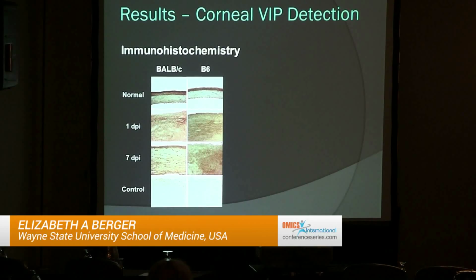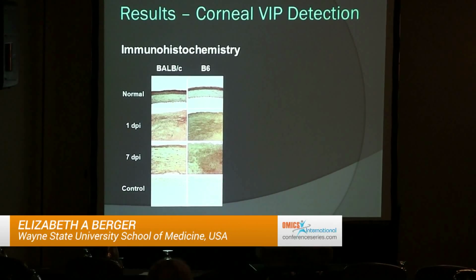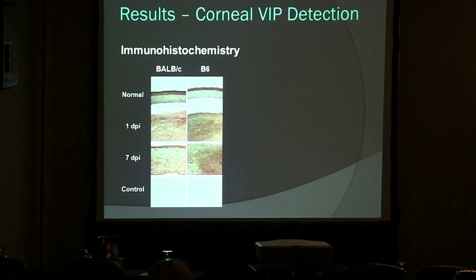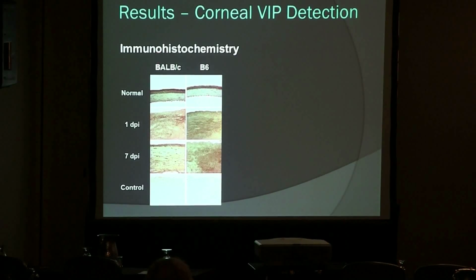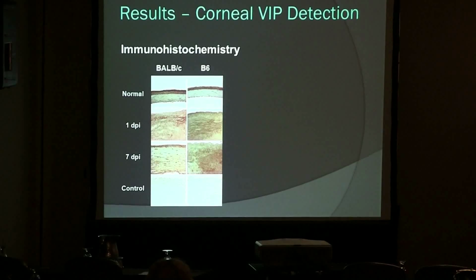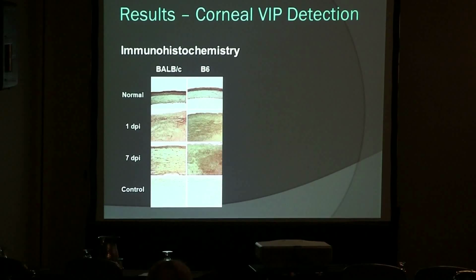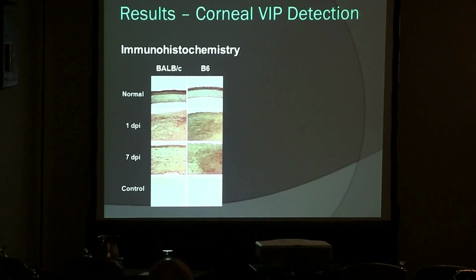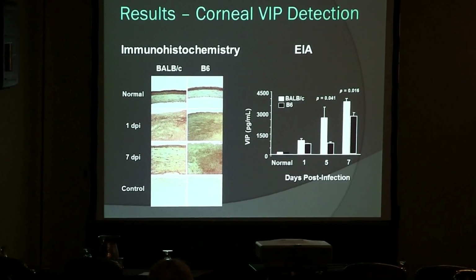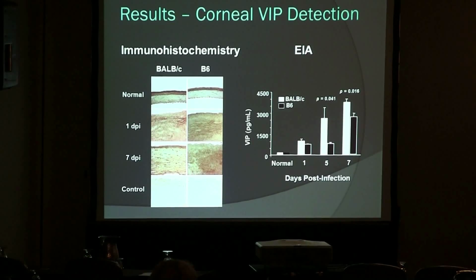We first looked at VIP expression in the corneas of both BALB/c and B6 mice. What we found was that the distribution patterns of VIP-ergic fibers under normal conditions were pretty similar between both strains. In regards to B6 animals, this staining pattern didn't really change over time after infection. However, in the BALB/c corneas, we found that staining became more intense along the corneal epithelium and throughout the corneal stroma over time after an infection. And then this was further corroborated by protein expression as detected by EIA.